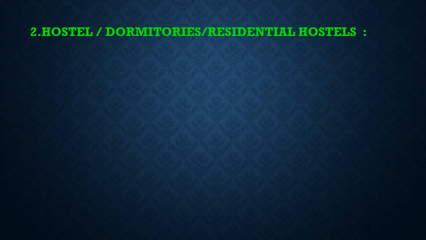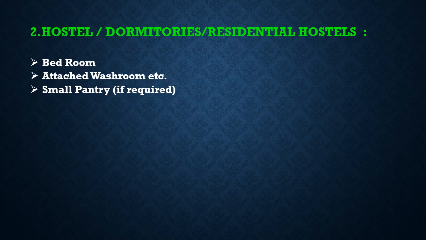Next category is the hostel, dormitories, residential hostels. These are all the basic requirements for this category: bedroom or accommodation area. Toilet may be common or attached. Small pantry if required.